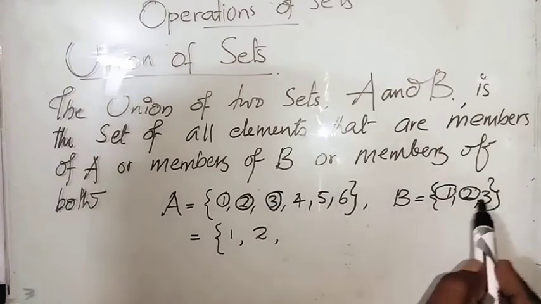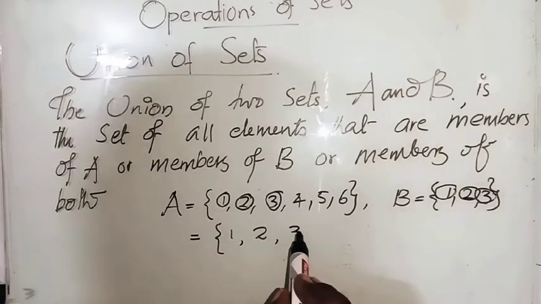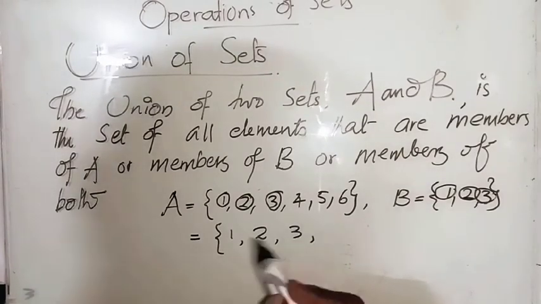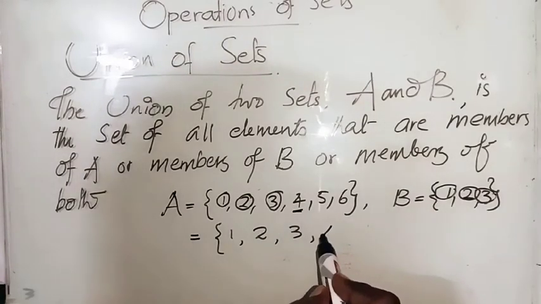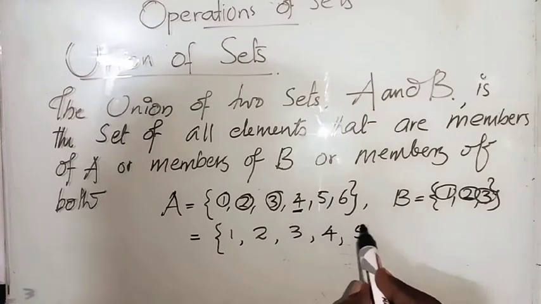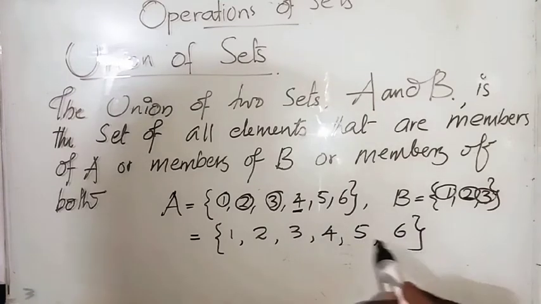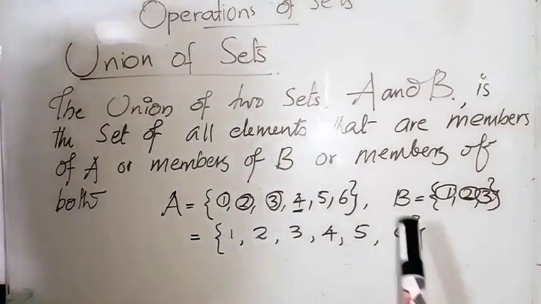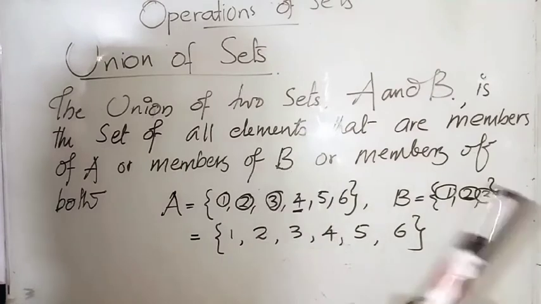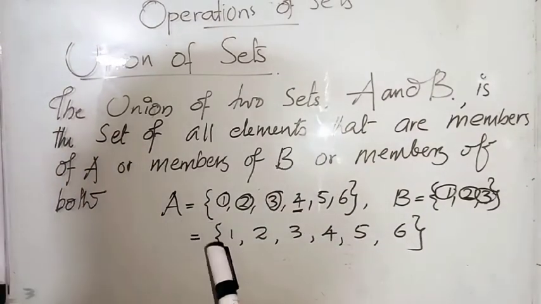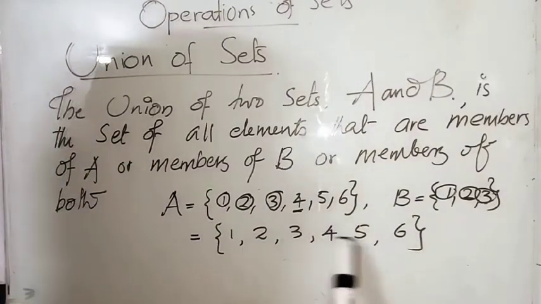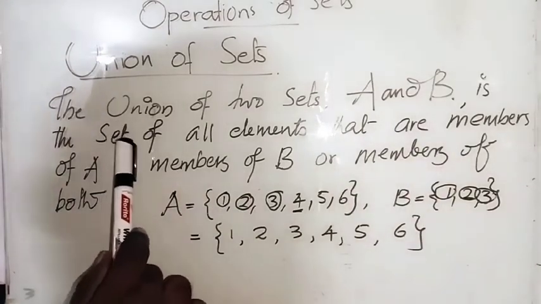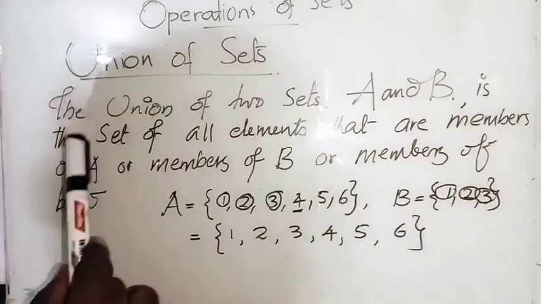3 is the third element. As they are repeating more than once, just write only once. Now 4, 5 and 6. So here we formed a new set which is the combination of A and B. We combined them together so that we formed a new set. But this set is same as the set A. That is meant by set of all elements that are the members of A.